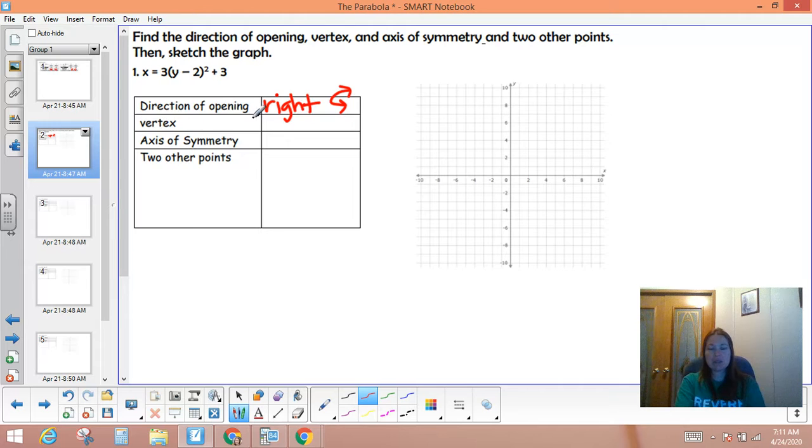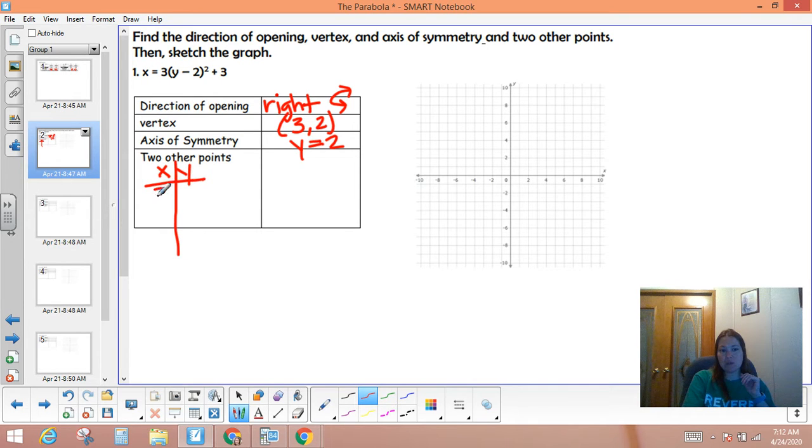All right, so the vertex is going to come from this number and this number. Remember, with the y is the y, so that's the second number, the y coordinate. And this guy on the outside is going to be the x coordinate. So we have a vertex at (3, 2). Axis of symmetry is what is in the parentheses, so it'll just be y equals 2. Again, remember changing the sign because the formula has a minus, so minus a positive 2. All right, so to get 2 other points, we're just going to make a table.